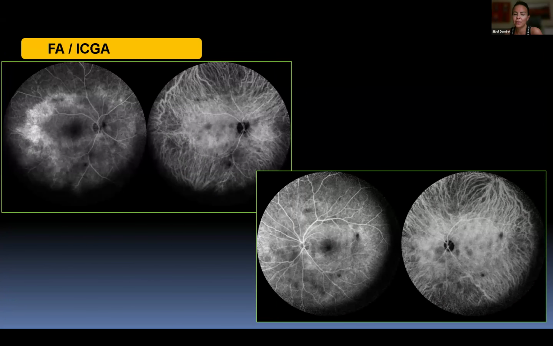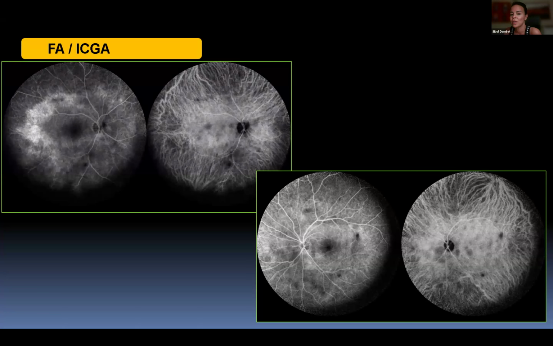And this is the FA. So what do you think about those pictures? Right side, left side: an early phase of fluorescein angiography and an early phase of indocyanine green angiography. As you suggest, there is something in the choroidal layers.